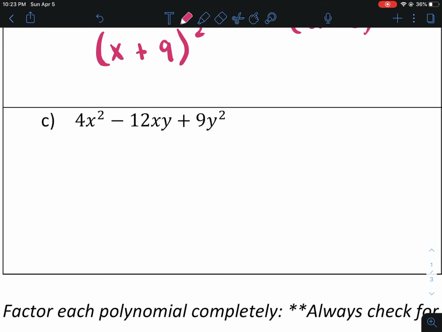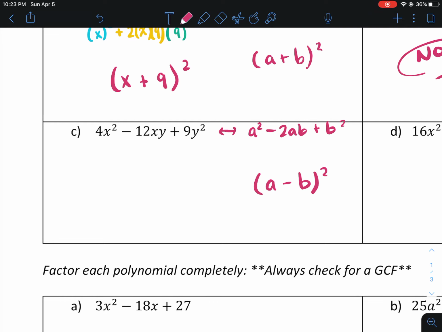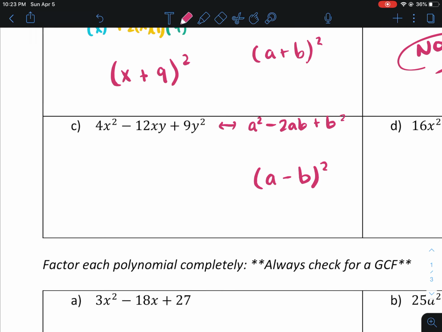So let's look at this one. 4x squared minus 12xy plus 9y squared. If I look at just the way this is laid out, because we have the minus sign, we know we're looking at a squared minus 2ab plus b squared. And that factors to (a minus b) squared. And so, do I have two perfect squares? Yes. 4x squared and 9y squared are both perfect squares. This means that a is equal to 2x and b is equal to 3y.